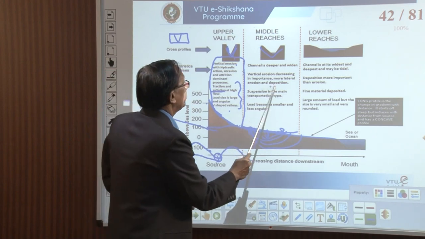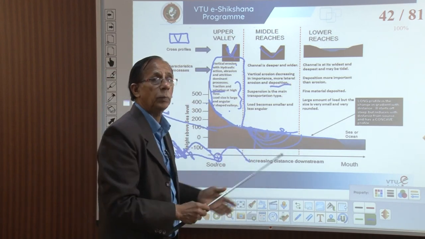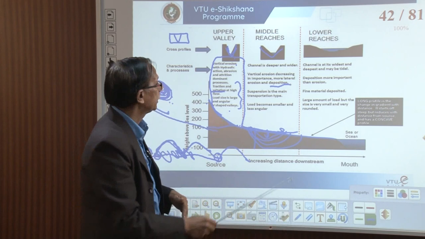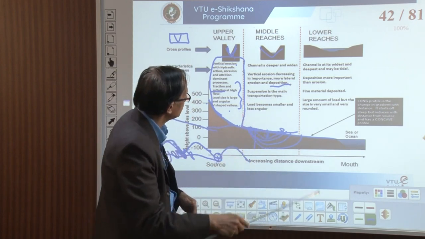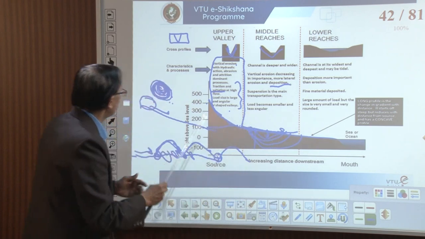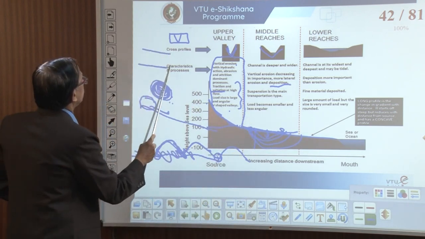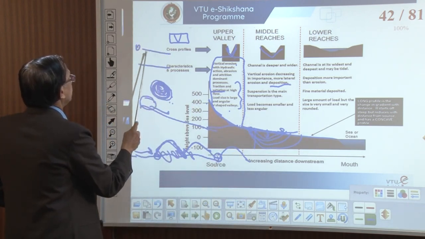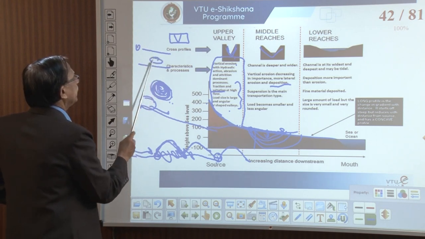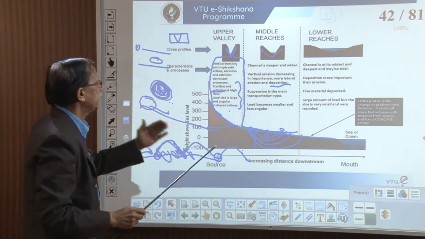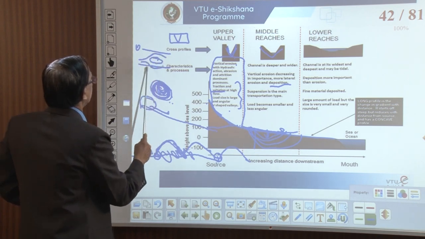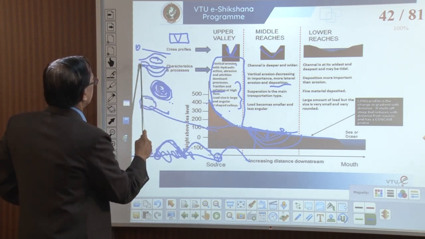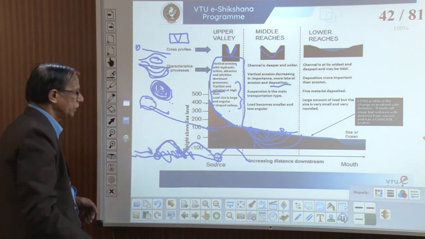Eroded materials are temporarily deposited. There is partial deposition, and there is both erosion as well as deposition. If a river is flowing, it brings some material and deposits it here, and this deposited material acts as a barrier. The river swings around it and may cause further erosion, and thus bending is possible.